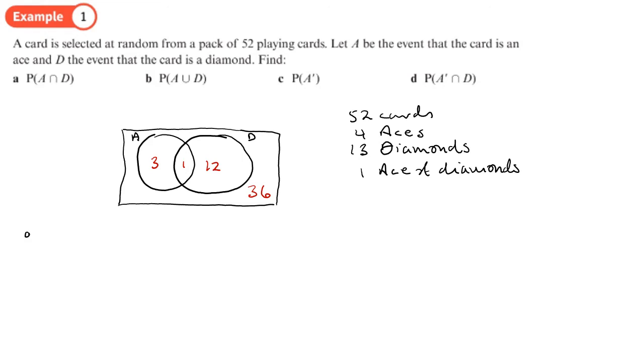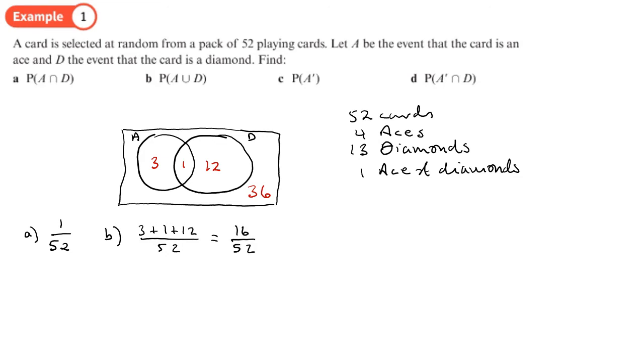Part A: what's the probability that it's an ace and a diamond? That's the overlap there, 1 out of the 52 cards. B: what's the probability that it's an ace or a diamond? That's A union D, so anything that's inside A or D, so that's 3 plus 1 plus 12 over 52. So that gives me 16 over 52.